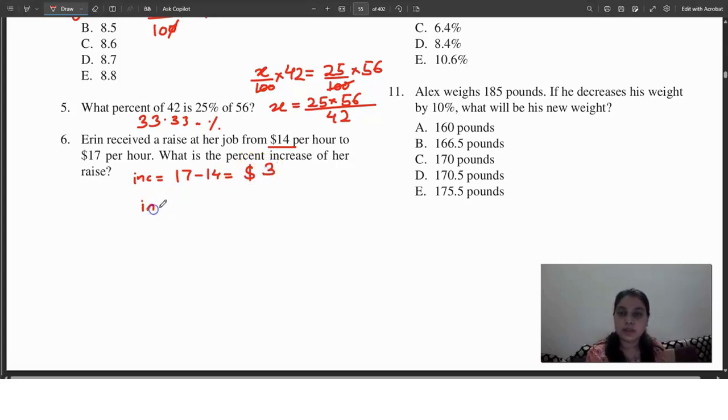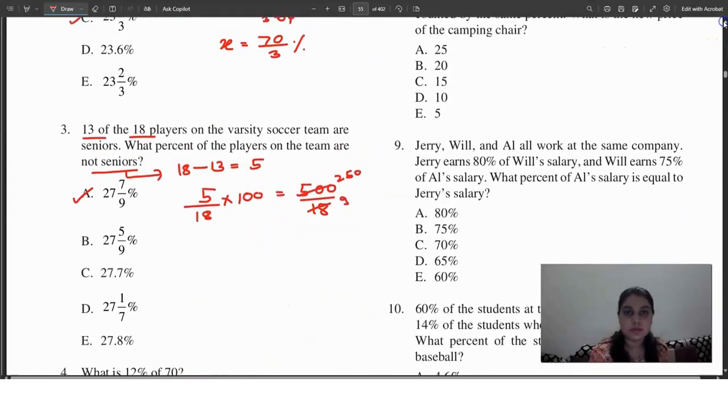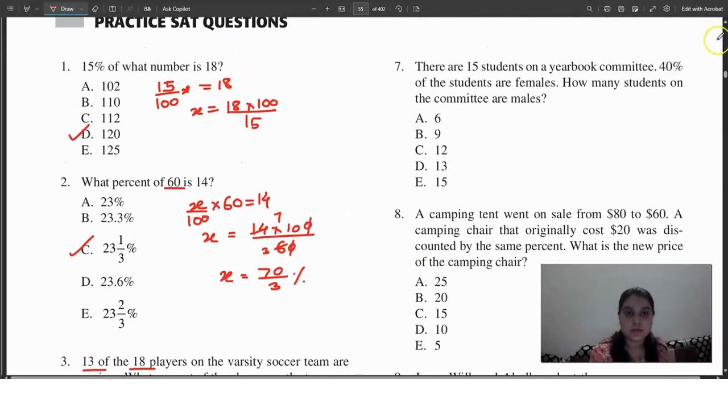Now increase percent is equal to increase divided by original pay multiplied by 100. Again, there are no options here, so we can leave the answer in decimal points. It's 300 upon 14. You can leave it in fractions also. So answer will be 300 upon 14. If you convert it, it would be 21.428%. That should be the answer. The next question.